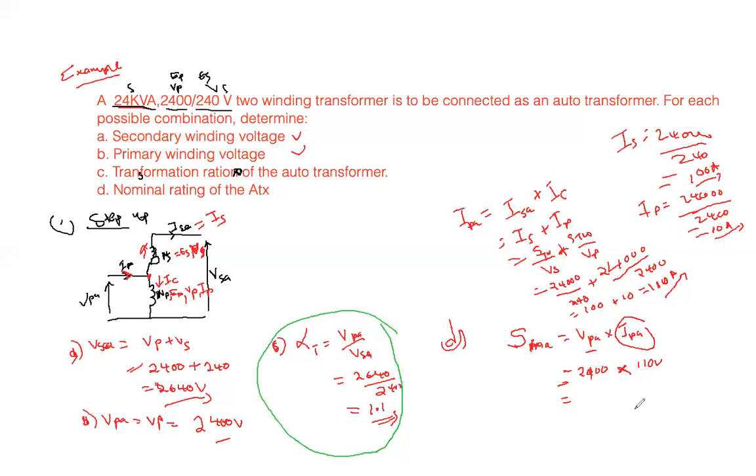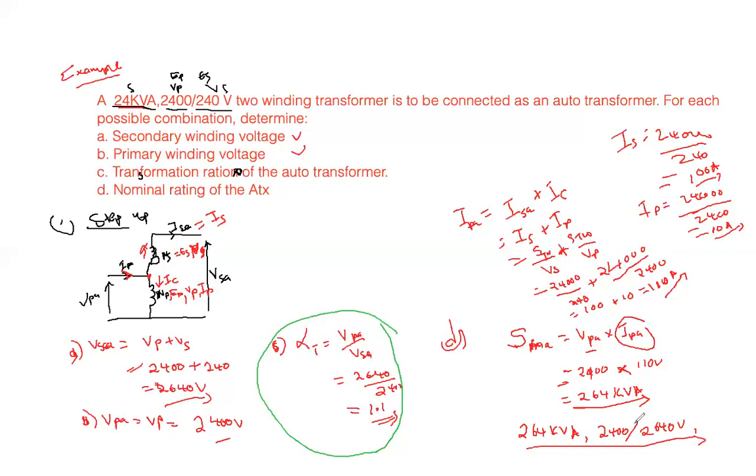It gives us 264 kilovar. So how do you write the rating? Then the rating is going to be, this is an autotransformer of a 264 kilovar autotransformer. Remember, rating is just supposed to be like this one here. And then on the primary side of that transformer, we have 2400 volts. On the secondary side, we have 2640 volts. So that is the nominal rating.